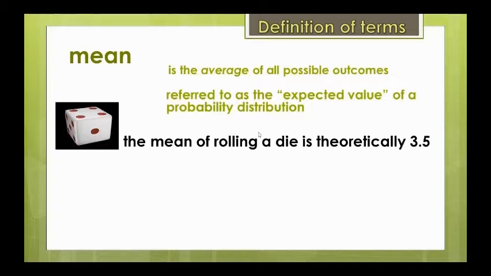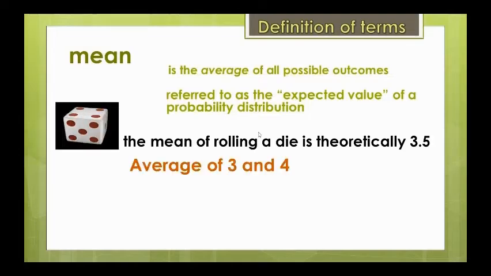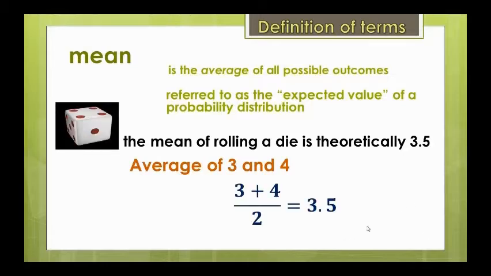rolling a die is theoretically 3.5. You will never roll a 3.5 no matter how many times you roll the die because there's only 3 and 4. However, if you take the average of all outcomes, you should get 3.5 or at least close to that value. Ganito po yung pag-solve. So, for example, you have 3 and 4 outcomes. 3 plus 4 divided by 2, and the average is 7 over 2 or 3.5.